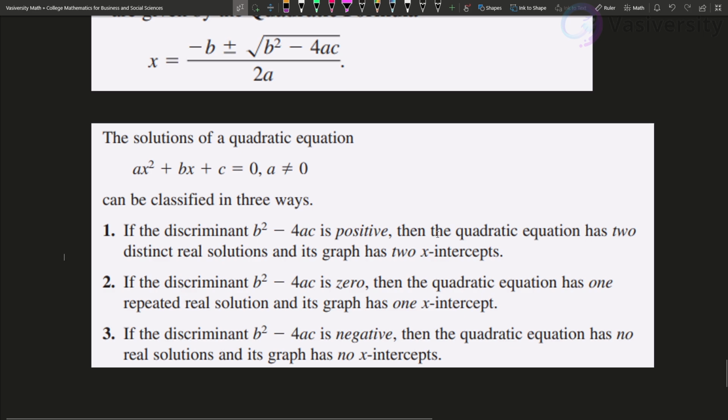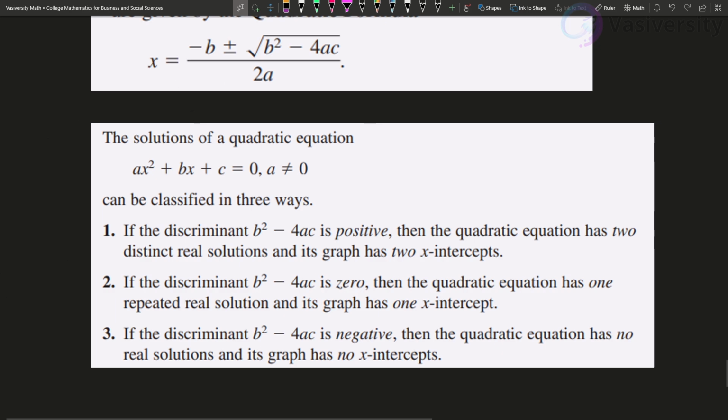Distinct real solutions, which are not equal to each other. If the discriminant is 0, then the quadratic equation has one repeated solution, right? Repeated solution means it repeats itself, so that's why there's only one solution. And if the discriminant is negative, then the quadratic equation has no real solutions. It has no intercepts on the real axis, but it does have solutions in a complex sense, which we will be talking about later.